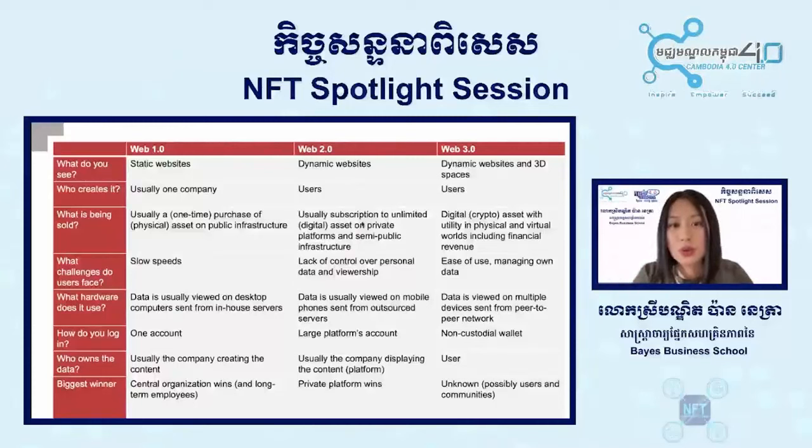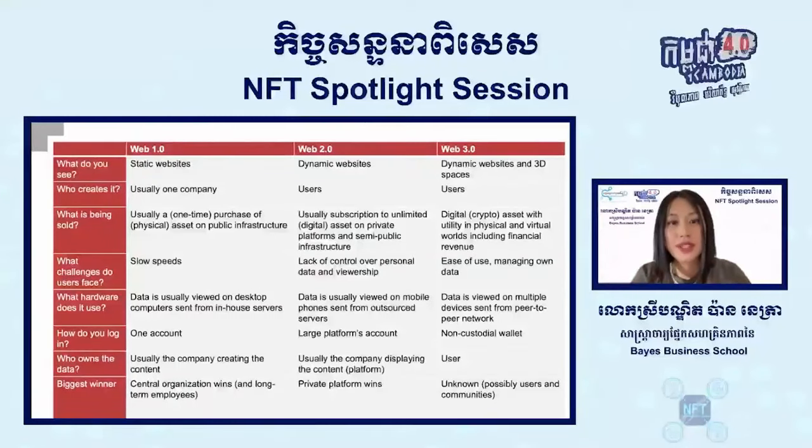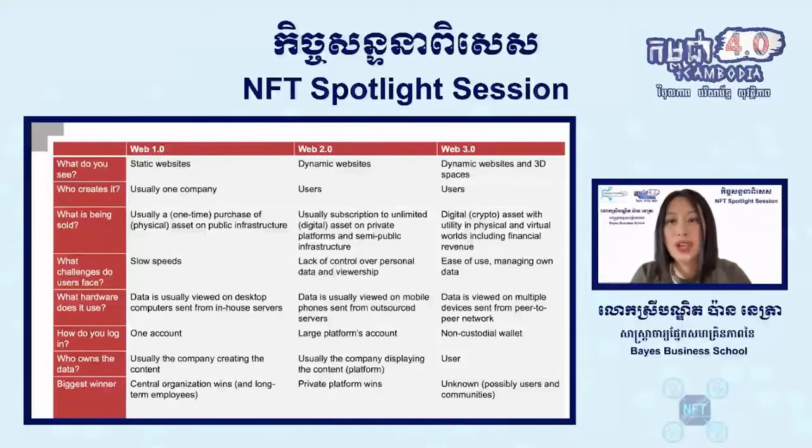What is being sold? Sometimes we have access to free things like on Facebook and Instagram, and ads are sold. So ads are sold to companies. But we can also look, for example, at Netflix. Netflix offers a subscription to an unlimited digital asset on a private platform. You pay one fee per month and you get access to everything.